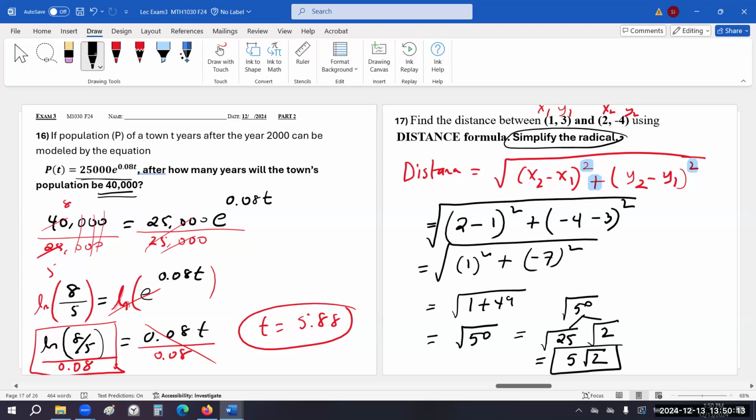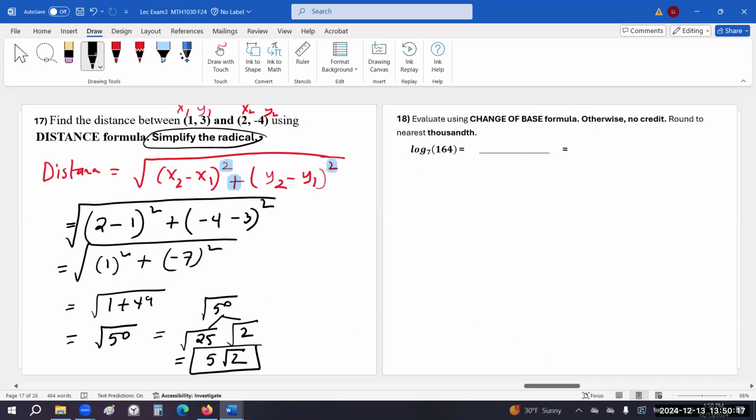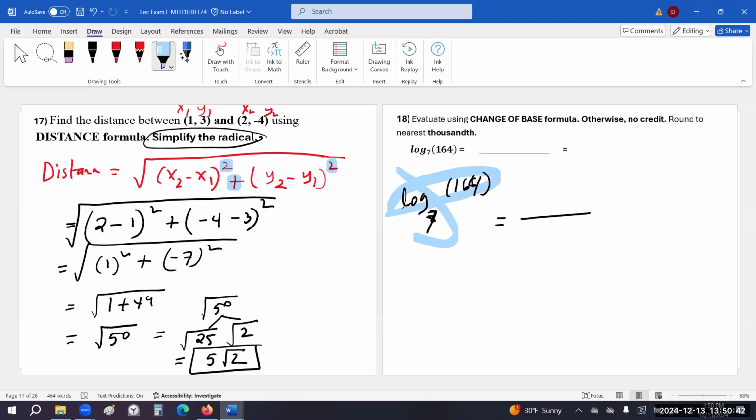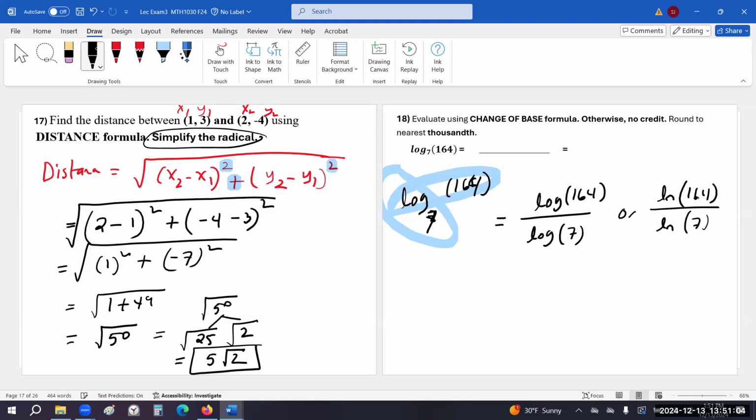Questions so far? Okay. You'll see this again. Log of any base of any argument. I specifically want you to use the change of base formula so that I can see you know what you're doing. So change of base says, take the log of the argument, divide that by log of the base. You can use log or you can use ln, it doesn't matter. So it's log of 164 divided by log of 7. Or if you want, you can write ln of 164 over ln of 7. You'll get the same answer applying both of them.